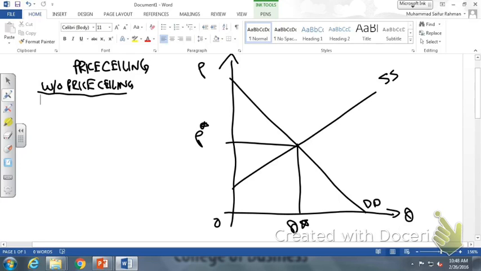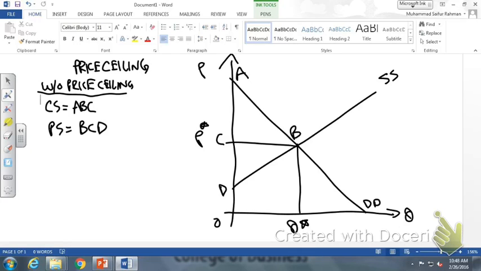the consumer surplus is going to be A, B, C, and producer surplus is going to be the area B, C, D. So without any kind of price ceiling, the market price is P star, market quantity is Q star, A, B, C, the upper triangle is the consumer surplus, B, C, D, the lower triangle is the producer surplus. Are we all clear with this?